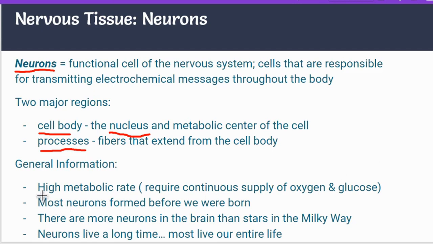Neurons have a high metabolic rate. I don't remember the exact percentage, but I think it's roughly 20% of the energy from the food you eat goes to your brain, because your neurons require so much oxygen and so much glucose. That's the fuel. Anything that needs a lot of energy needs oxygen and glucose. And neurons are constantly working.